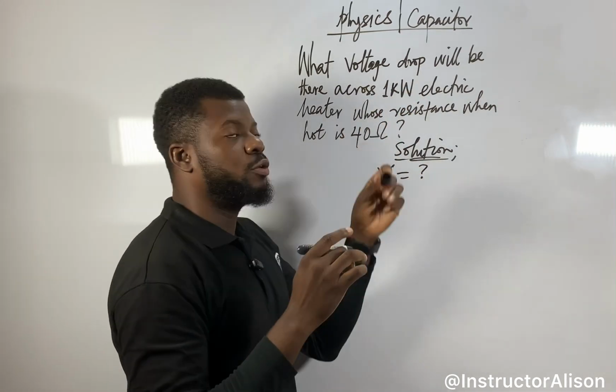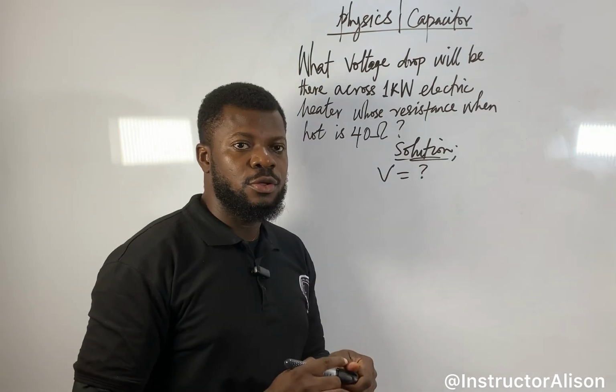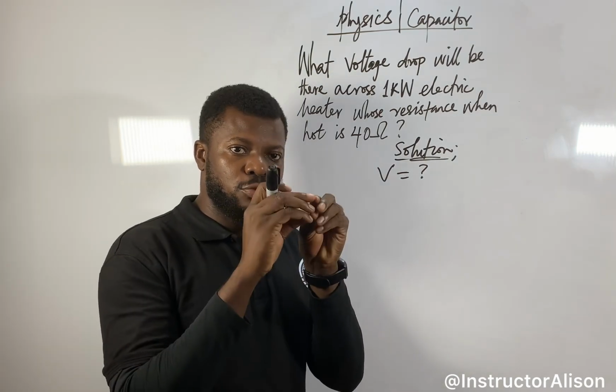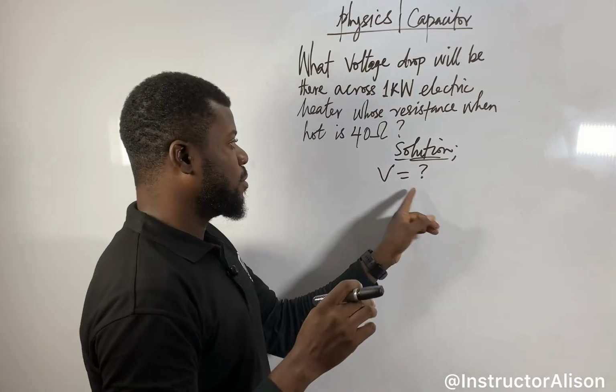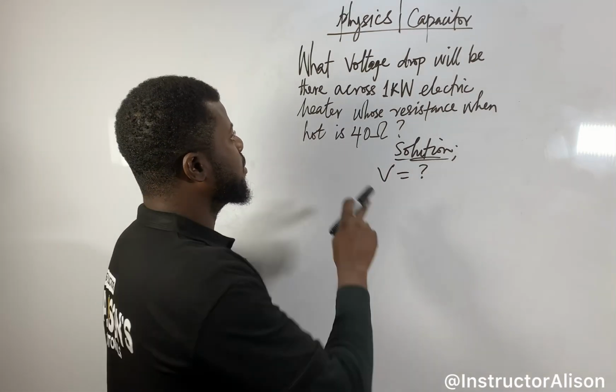Normally in physics, voltage drop is the product of current times resistance. The product of current and resistance together is called voltage drop. So what we are looking for is V. So V is the question mark. Let us not worry ourselves about that first.